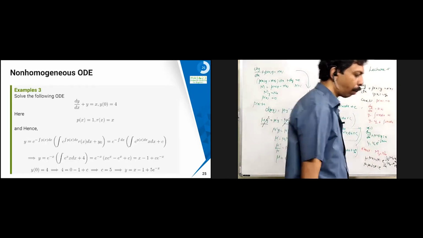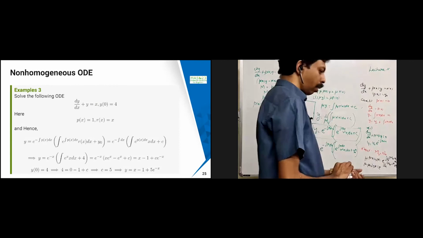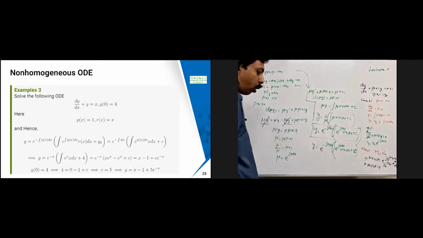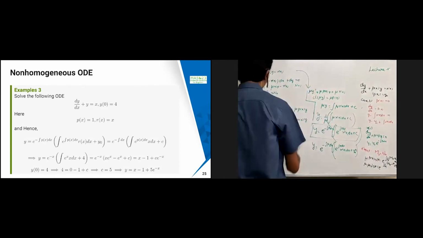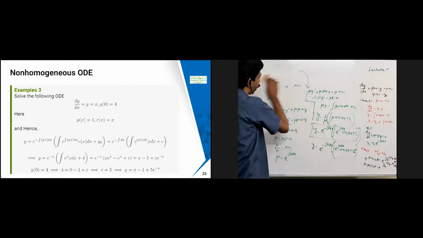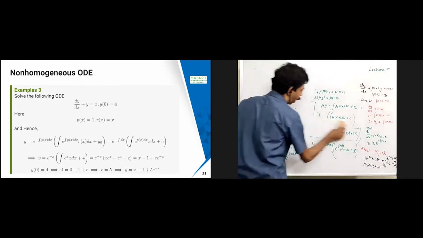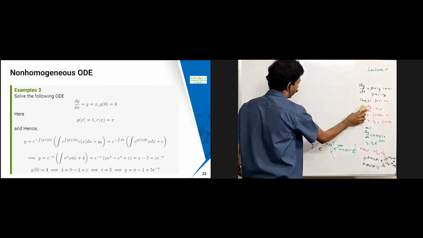So let us solve some problem. dy by dx plus y equal to x, with y of 0 equal to 4 given. Now let us solve how to obtain the solution for this one using this method. So I have only this formula, so I can erase everything.